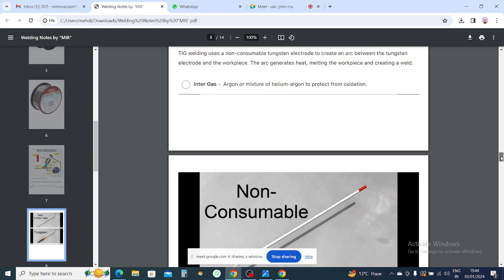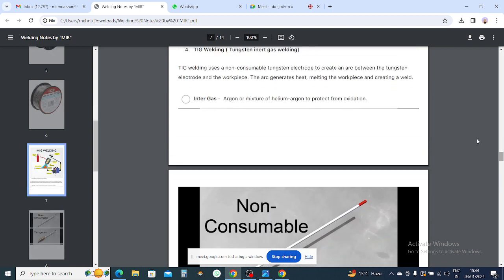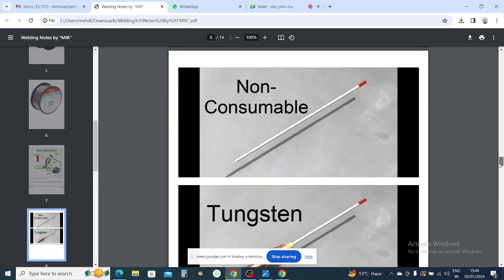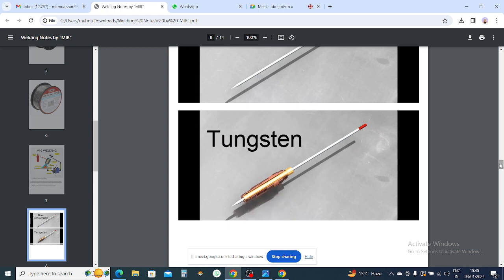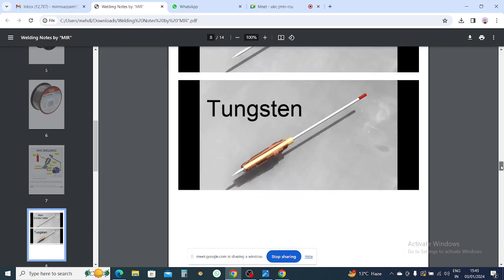So don't get confused whenever we say non-consumable electrodes are used in TIG welding. What is non-consumable? This is a non-consumable electrode. This is tungsten. We know that tungsten has a high melting point. In old times, we used bulbs at home that were orange in color. The material inside is tungsten, so it does not melt easily. That's why we use tungsten in welding also, as a non-consumable.